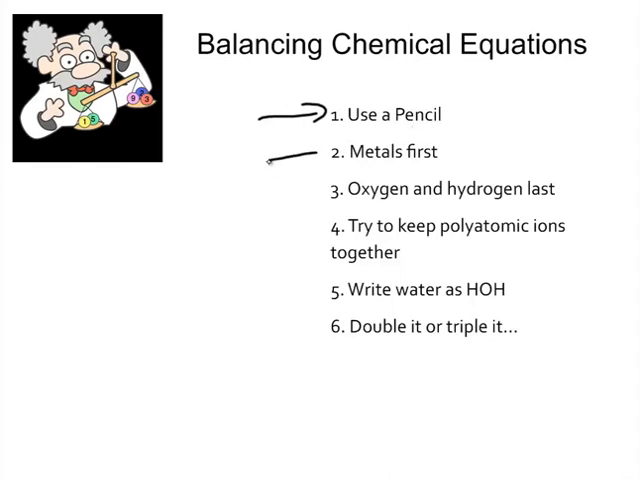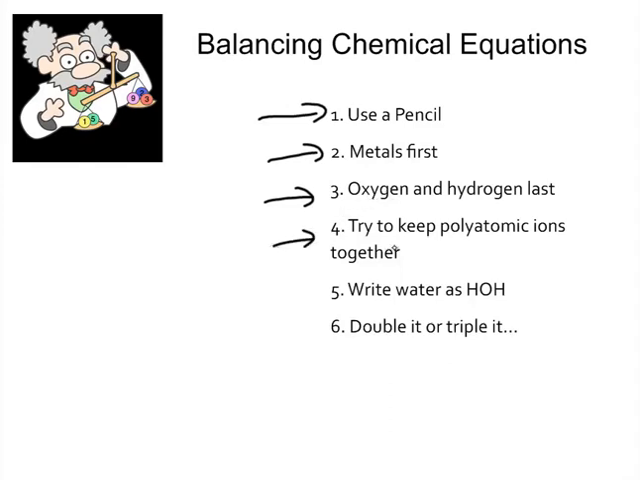The second tip I have is just to look at your metals first. Your metals will often guide you, and if you balance those first, then the other ones may fall into suit, but they may not. So it's just a suggestion. The third suggestion is leave oxygen and hydrogens to the last. Because they're diatomic, they're usually in groups of two. So if you end up with an even number on one side, then it's easy to fix it on the other.